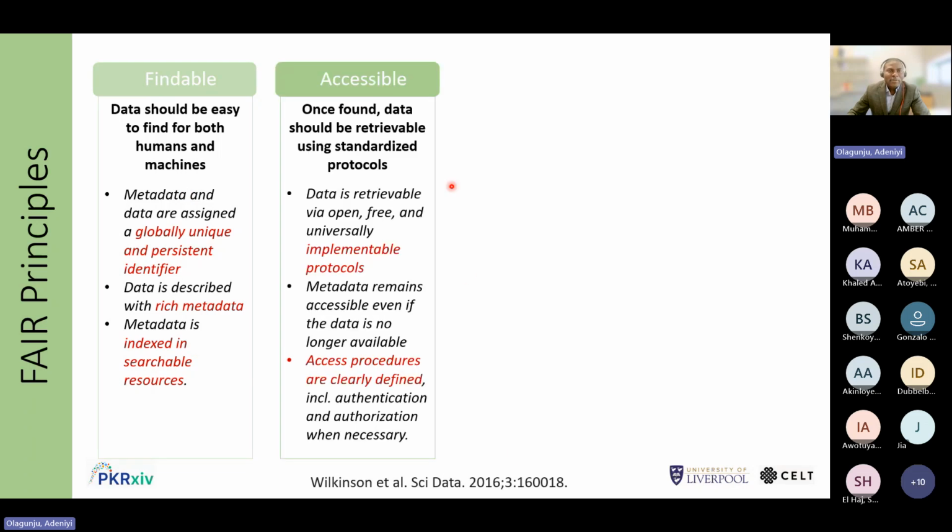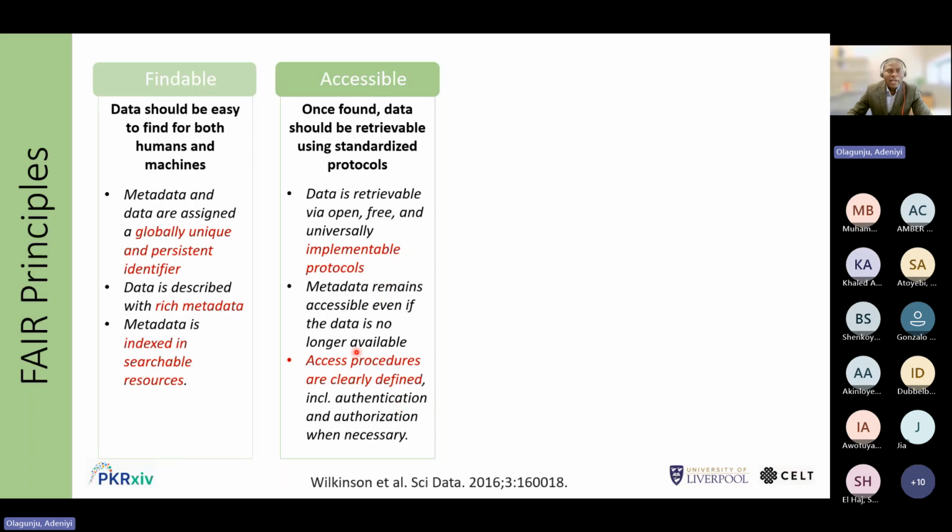The second attribute or principle is accessibility. And this means once you find the data, it should be retrievable using standardized protocols. It shouldn't be so complicated that you need to learn a particular unique protocol to be able to access the data. Again, these are some of the additional details.